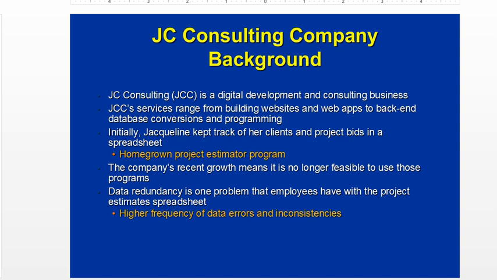The chapter covers 3 different companies that you'll be dealing with. The first one is JC Consulting Company, and it gives you a background, which is a digital development and consulting business. What they have is a homegrown project estimator. The company's recent growth means it is no longer feasible to use those programs, so they need to go ahead and upgrade basically from what they have. So they need to be careful about redundancy, one of the main things that they're worried about.